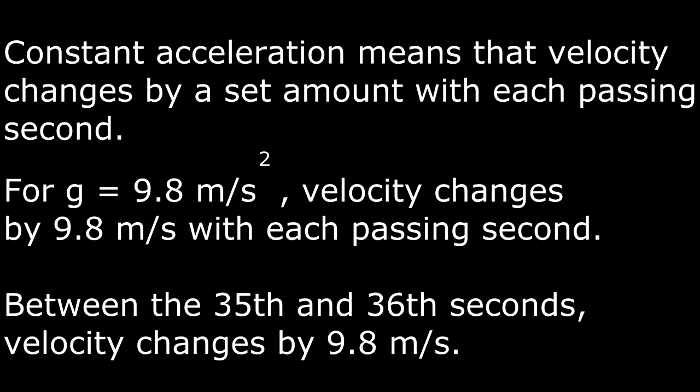Constant acceleration means that velocity changes by a set amount with each passing second. For g equal to 9.8 meters per second squared, velocity increases by 9.8 meters per second with each passing second. Between the 35th and 36th seconds, velocity increases by 9.8 meters per second.